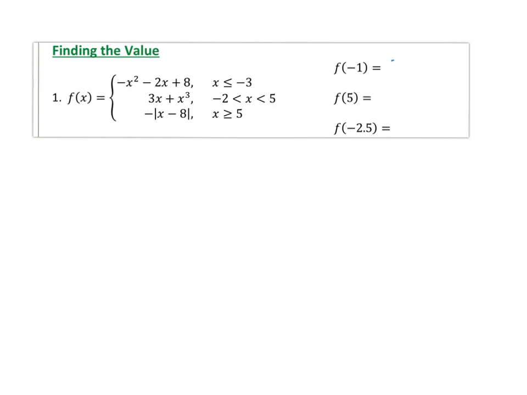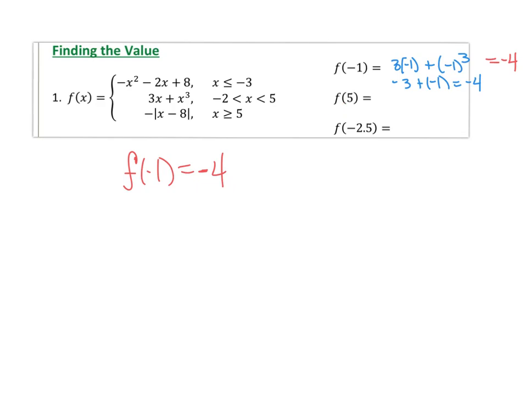So it's going to be 3 times -1 plus -1 to the third power. So we have 3 times -1, which is -3, and then -1 to the third power is -1. So we simplify it and we find out that f of -1 is -4, and that's how you find the value.